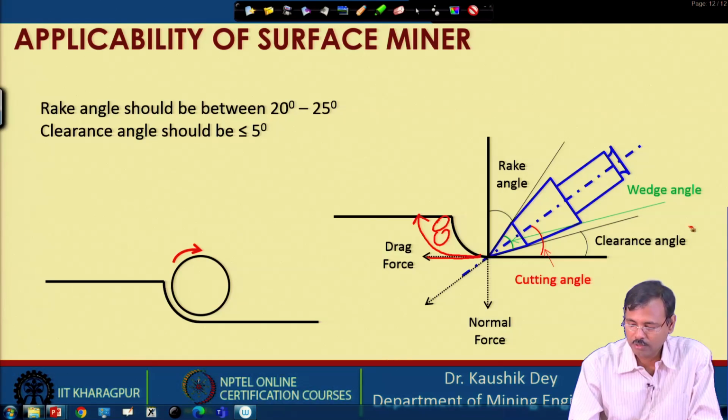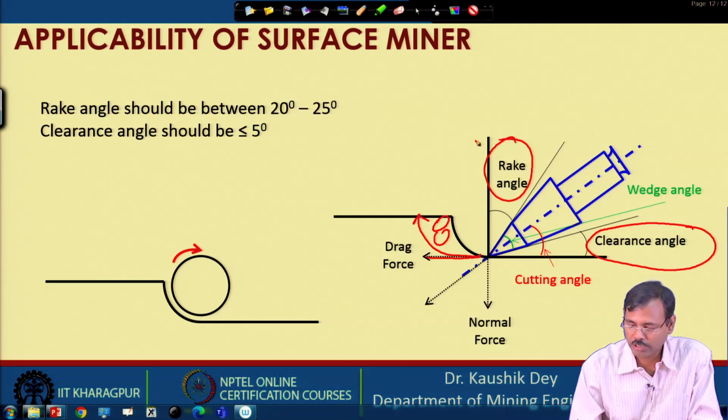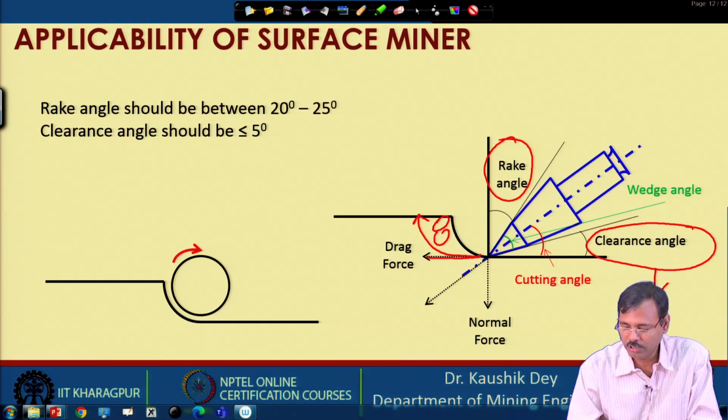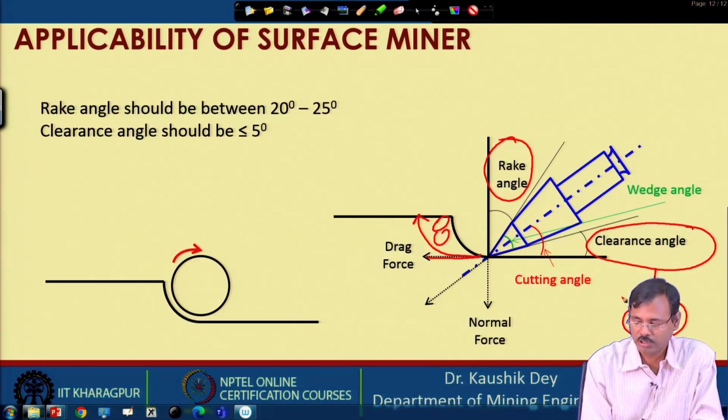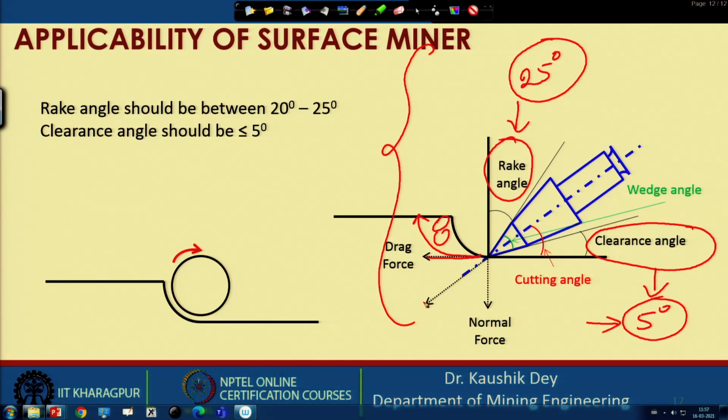After good research, it has been found that these two are very important. A clearance angle close to 5 degrees is advised for a surface miner, and it has been found that a 5 degree clearance angle gives the optimum result. A rake angle of 25 degrees is considered the optimum rake angle for surface miner excavation as per British experimental research. Okay, so these are rules of thumb, but this all depends on the type of pick also.